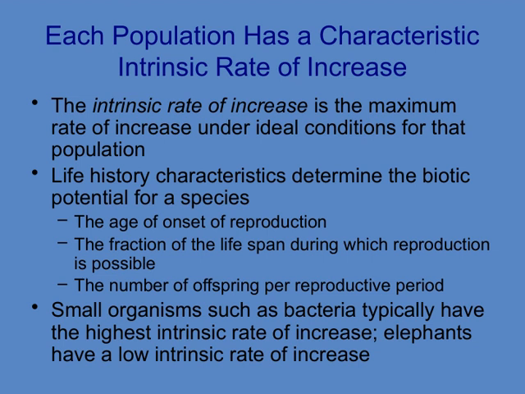Small organisms, like bacteria, tend to have the highest intrinsic rates of increase because they reproduce quickly and in large numbers. In contrast, larger animals such as elephants have much lower intrinsic rates because their reproduction is slower and they produce fewer offspring over their lifetime. Understanding these differences helps us see how various species adapt their reproductive strategies to their environments and how their life history traits influence their potential for population growth.